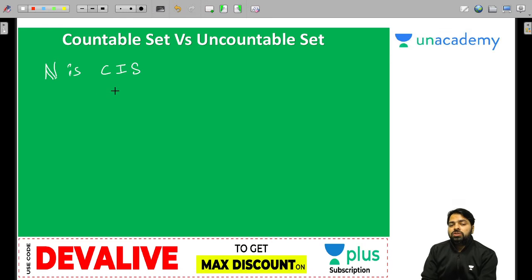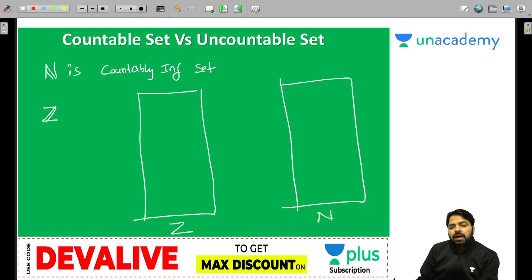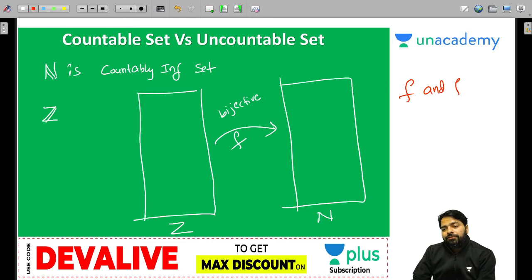CIS means countably infinite set, otherwise write it out. Countably infinite set. Now I don't know what Z is. How do I prove it? Z is one set and I know N is another set. I will try to show that from here to here is a bijection. I will show the function f and f inverse exist. Everybody, I'll show that f is bijective, just to prove that f and f inverse exist. Enough.